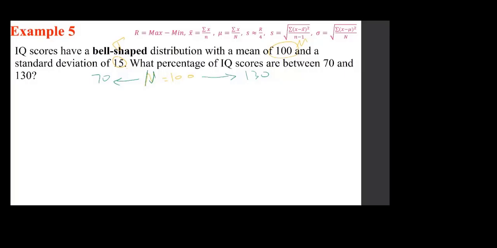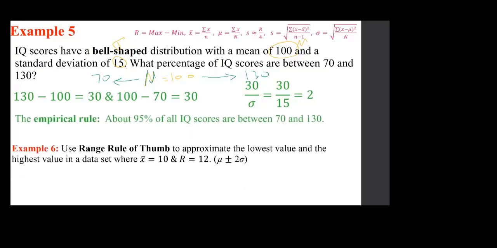Now, 30 units really doesn't mean anything. What matters is what it translates into, meaning how many standard deviations. The distance of 30 is not good enough. We want to know how many standard deviations it corresponds to. Because the standard deviation is 15, 2 times 15 is 30, so it corresponds to 2 standard deviations away from the mean on both sides. And therefore, you have the answer, which is 95%, according to the empirical rule.